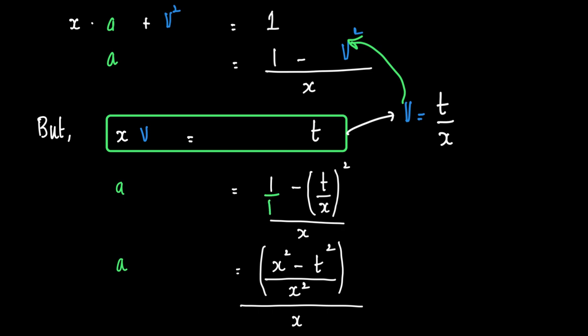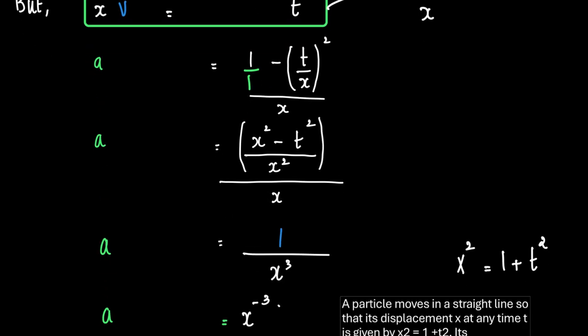I have taken this to be the fraction here. So what can I write it further? Let's say that x square minus t square upon x square, the whole upon x. Now, what is x square minus t square? We know that it is given in the question that x square is equal to 1 plus t square. So what will be x square minus t square? It will be equal to 1, which means this numerator here would be equal to 1.